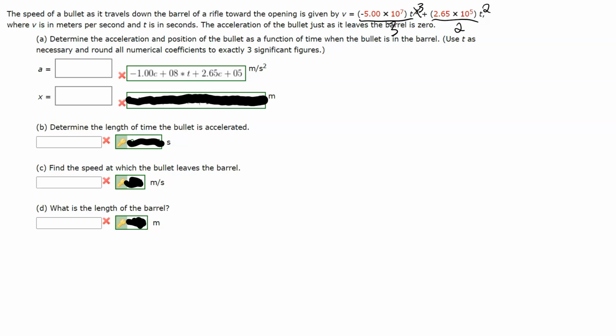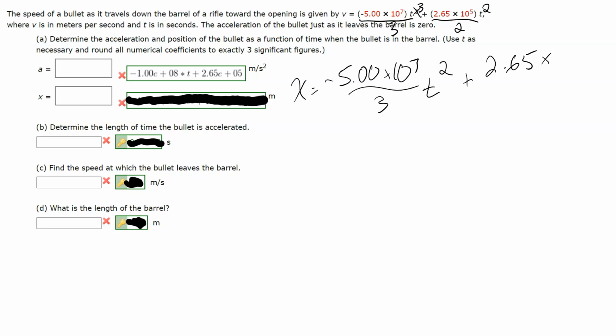So I'm going to write that out for you. The position function is going to be equal to negative 5.00 times 10 to the 7th divided by 3 times t squared plus 2.65 times 10 to the 5th over 2 t squared. Oh, I'm sorry, this one is actually t. So that's our equation right there.